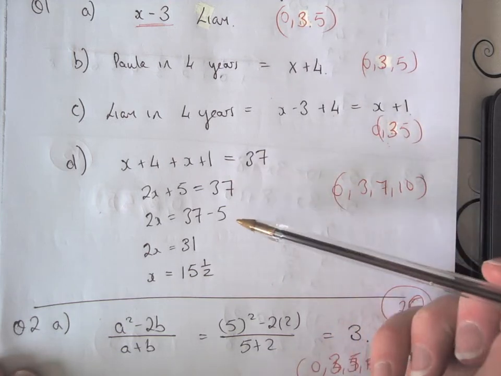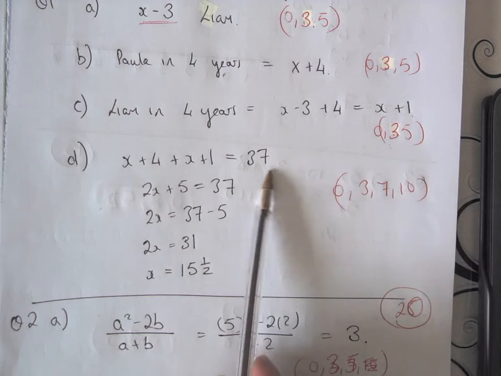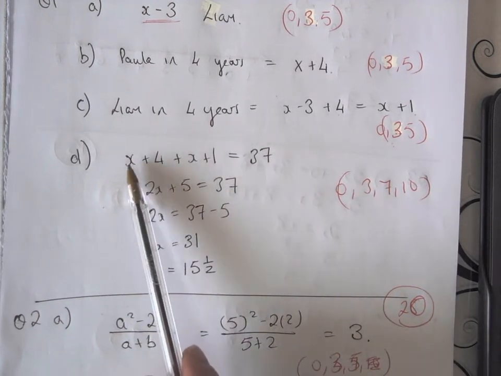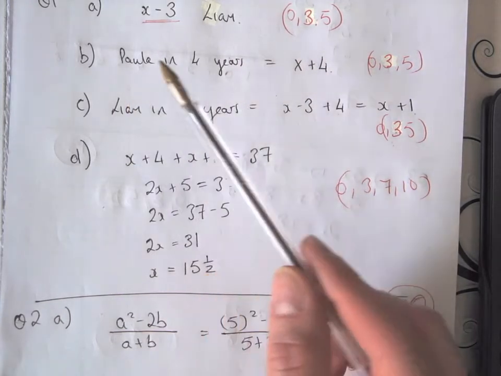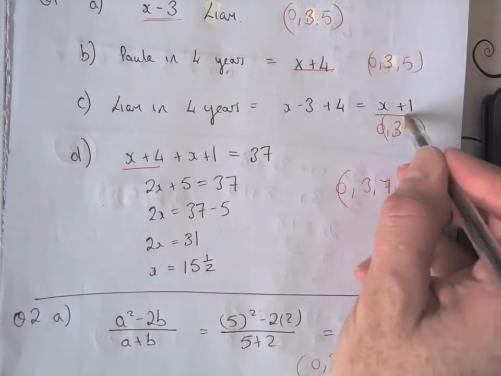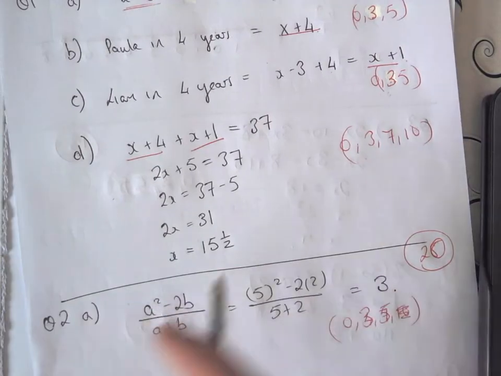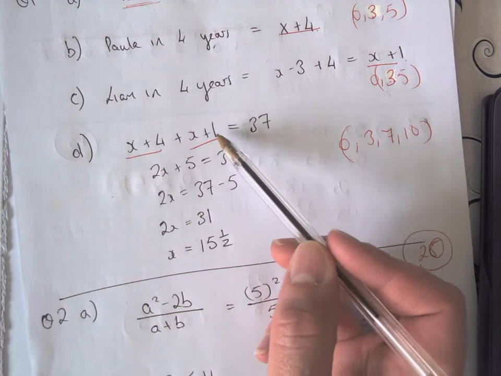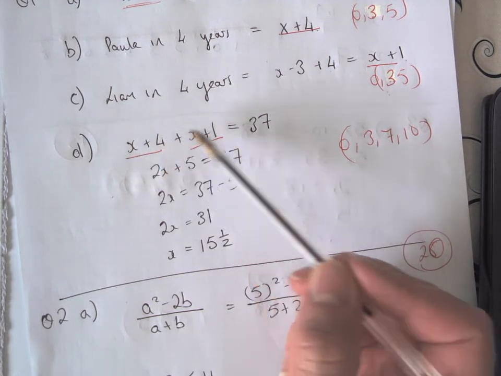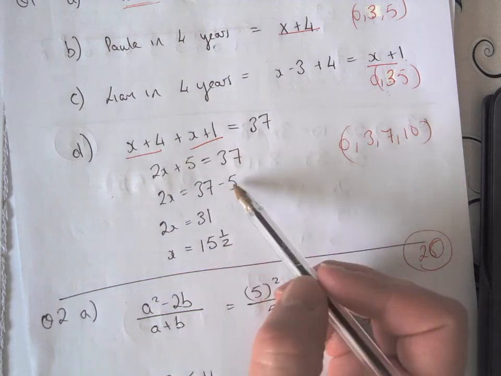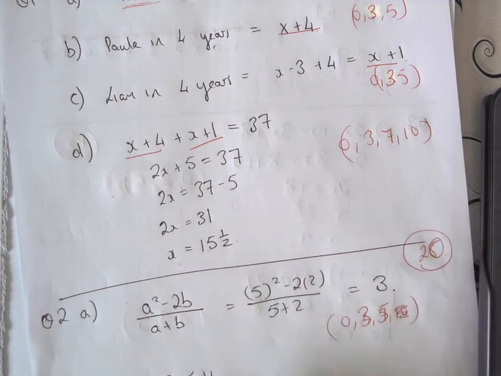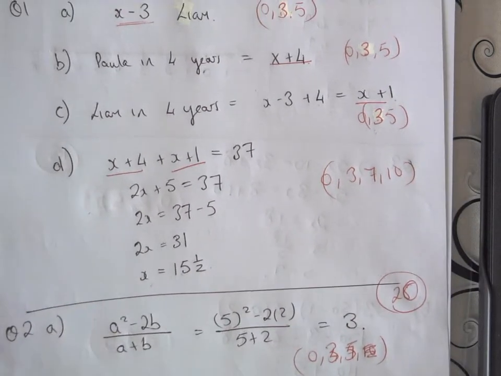Okay, and then it says the sum of their ages in 4 years time is 37. Find Paula's age. So it's Paula plus Liam in 4 years time. X plus 4 is coming from here, and X plus 1 is coming from here. So it's X plus 4 plus X plus 1, because sum means add, equals 37. So the X's, there's 1 there and 1 there, so I have 2 X's, and 4 plus 1 is 5. Bring the 5 over, it becomes a minus, so 2X equals 31, so X equals 15 and a half. So Paula is 15 and a half, and there's 10 marks going for that.